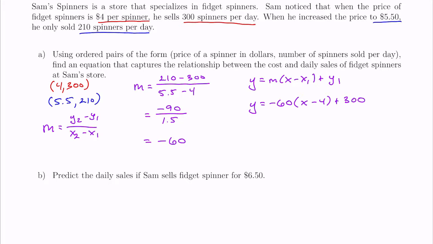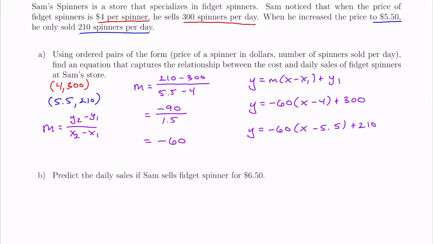Now there's nothing wrong with using the other point, so I will give you that answer in case you had chosen to use the 5.5, 210. Had you chosen to use 5.5, 210 as your x1, y1, then you would have had y equals negative 60 times the quantity x minus 5.5 plus 210. Since we are only asked to find an equation, and we weren't told what form that should be in, there is no need to convert either equation into the slope-intercept form. We have answered the question by finding an equation.